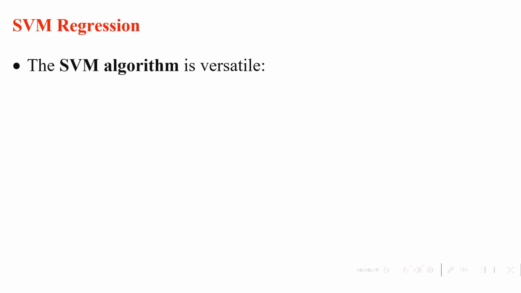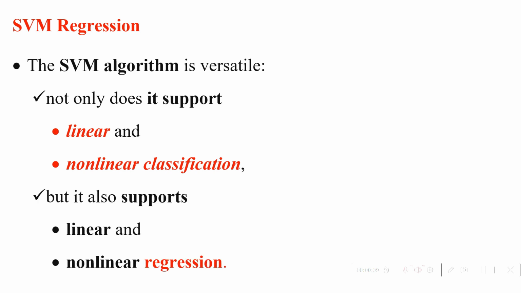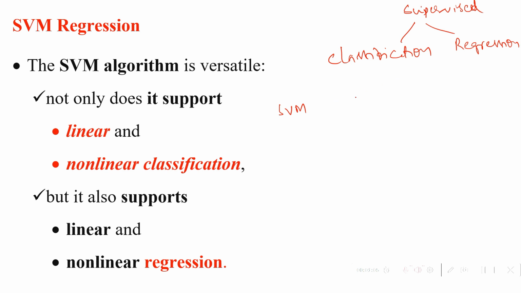The support vector machine algorithm is versatile. Not only does it support linear and non-linear classification, but it also supports linear and non-linear regression. So here there are two types of techniques: one is classification and the other is regression. In supervised machine learning algorithms, there are these two things: classification and regression. The support vector machine performs both classification as well as regression techniques.